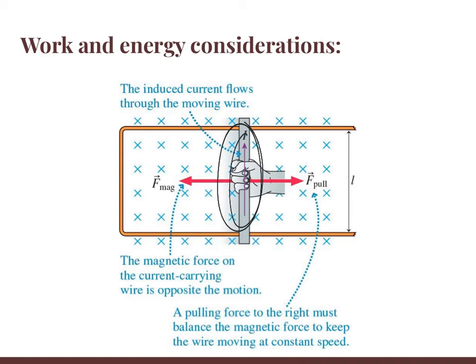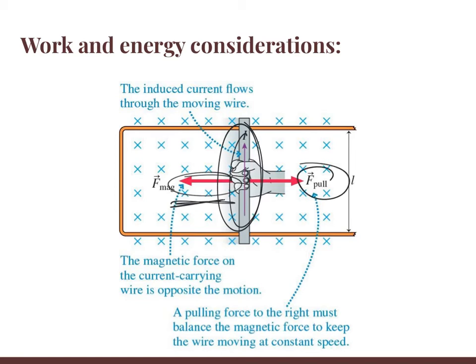You can say that the field's going into the page. Point your right-hand rule field into the page, point your pointer finger in the direction of current going up, and you'll see that the bar experiences a force to the left because of its induced current. So, in order to keep that bar moving at a steady velocity, to keep the current being induced, one has to pull that bar to the right to balance out that magnetic force to the left.